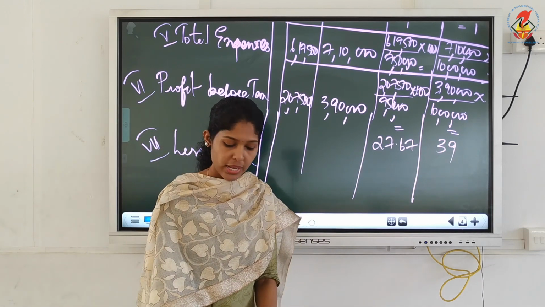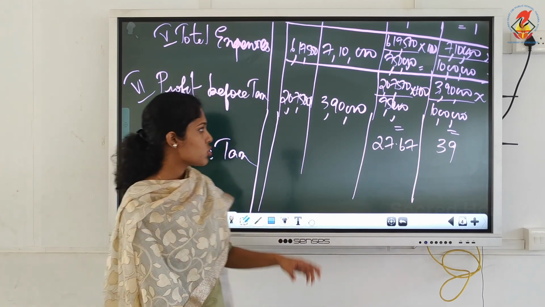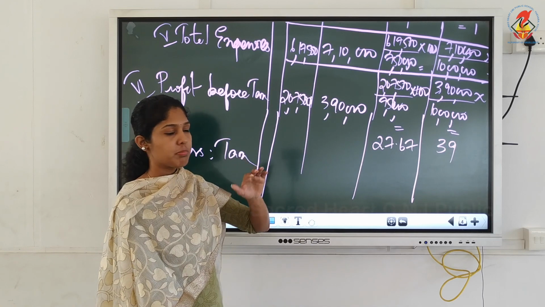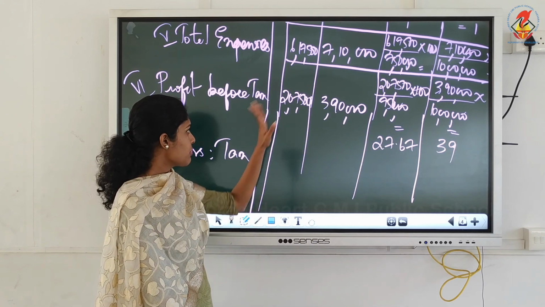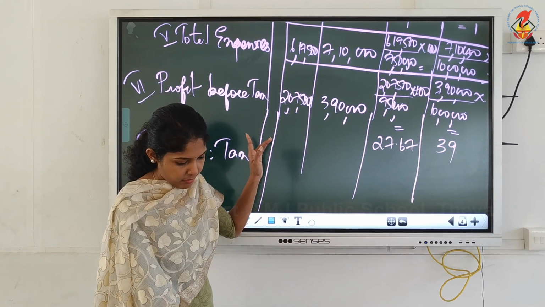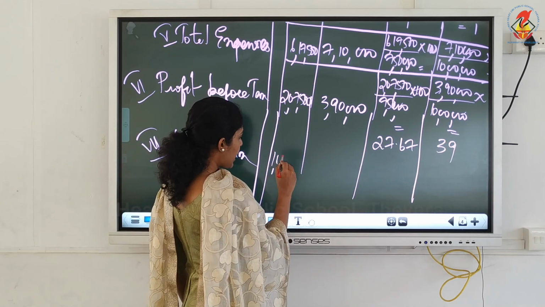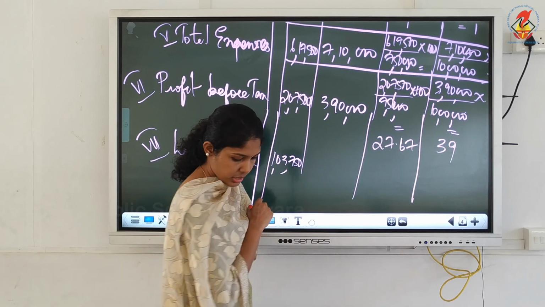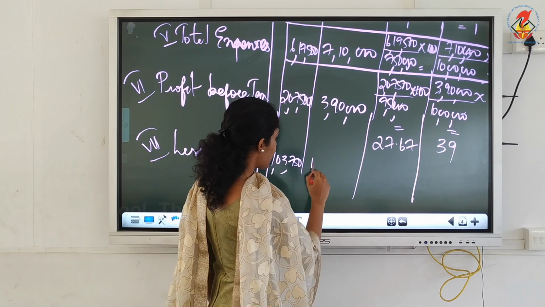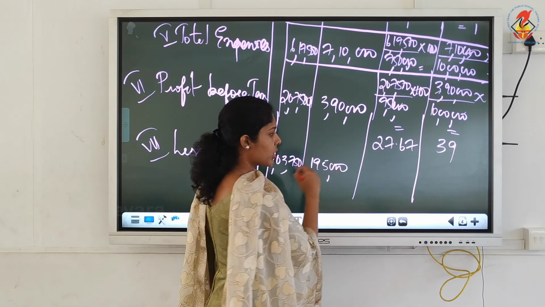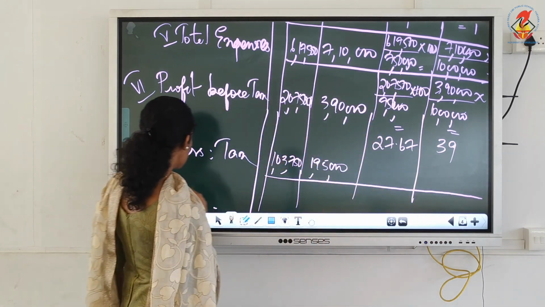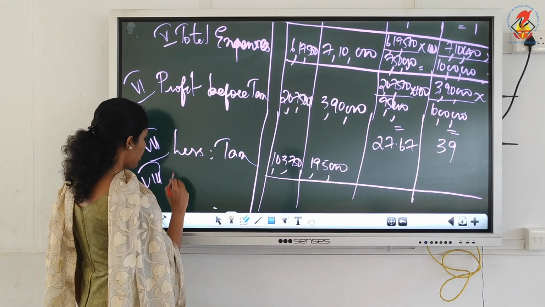Okay, the figures are not directly given, it's written 50%, so you have to compute 50% on this profit, because tax will be computed on profit always. So 50% you do on this 2,07,500. So it is 1,03,750 and 1,95,000. Then this also you have to convert into percentage. Finally, we will get the profit after tax.